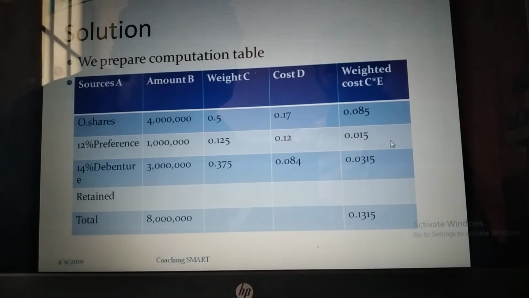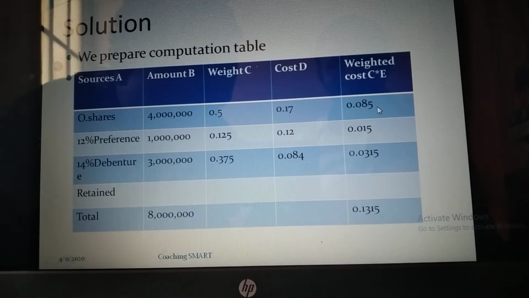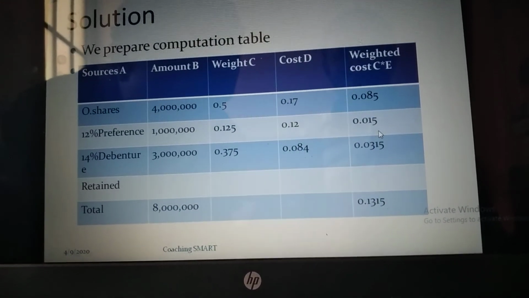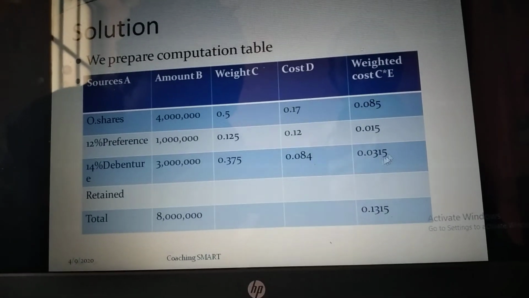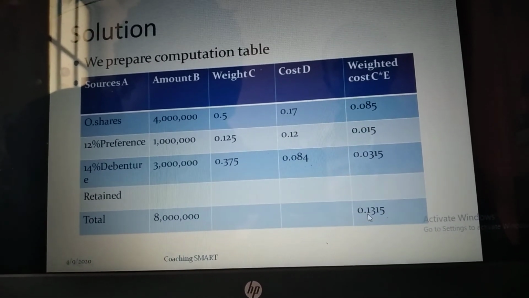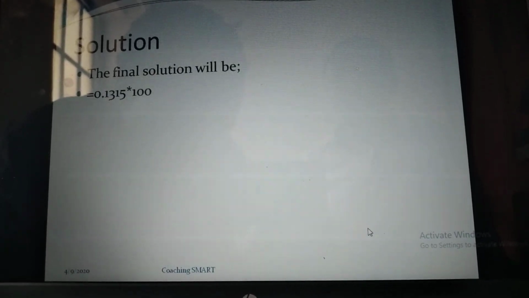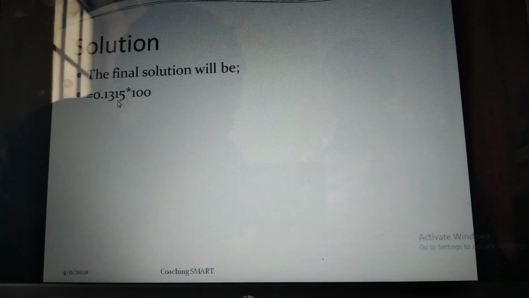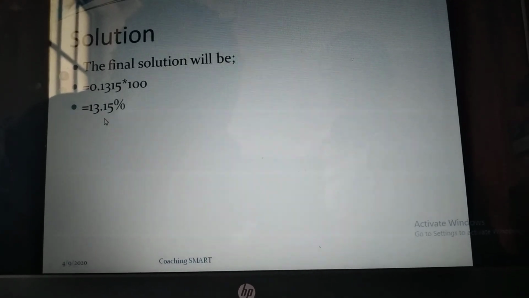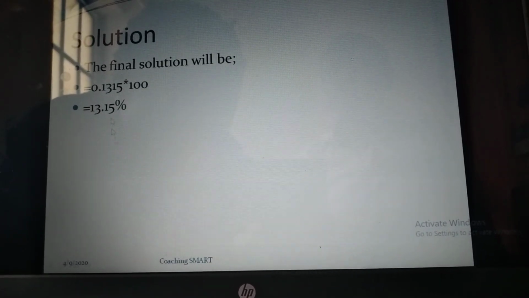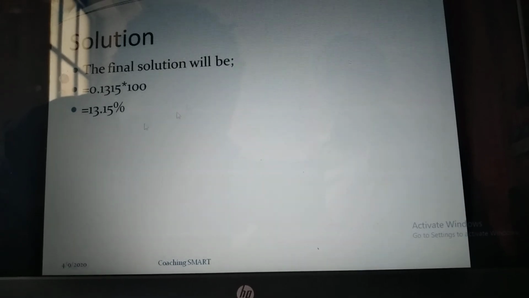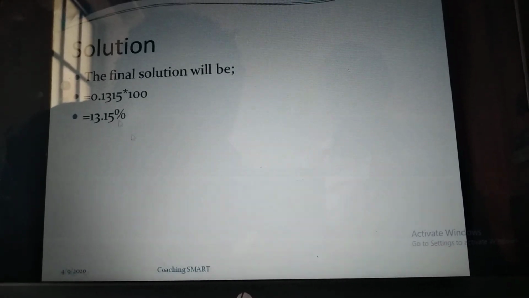Now you find the sum of the products. The sum will be 0.085 plus 0.015 plus 0.0315, which gives you 0.1315. Now this gives us the final solution: 0.1315 times 100, which is 13.15%. Now this is the cost of capital when you use the weighted average method.